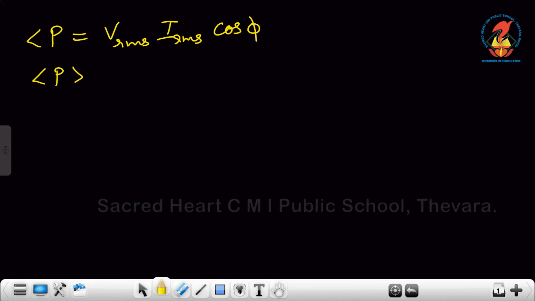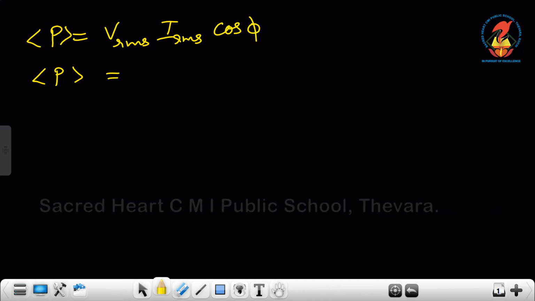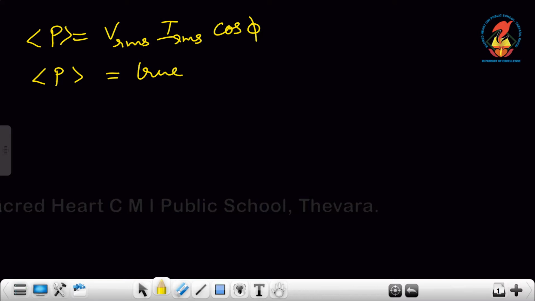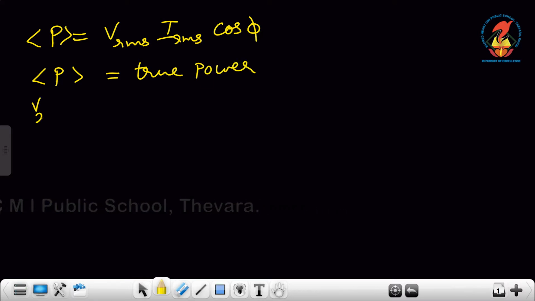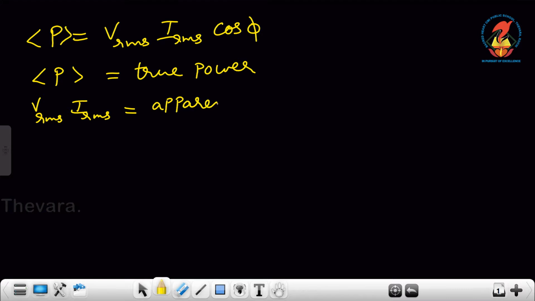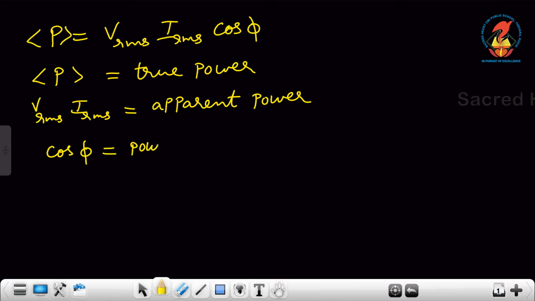P is called true power, Vrms Irms is called apparent power, and cos phi is called power factor.